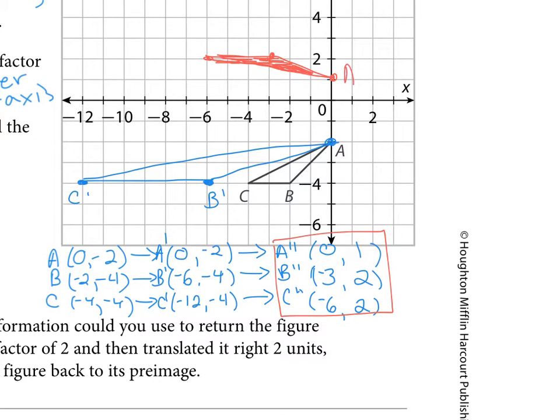Make sure that you label them. A double prime, this is our B double prime, and there's our C double prime. Okay, so that's a stage combination of non-rigid transformations.